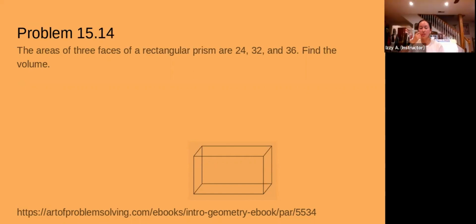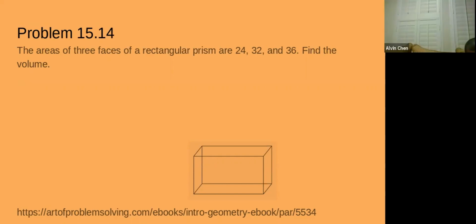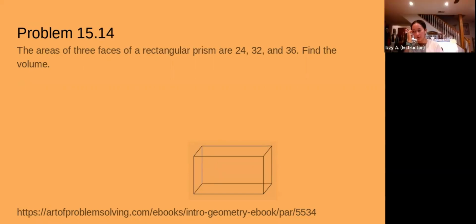Yeah, so just because you can square root 36 and get 6, that doesn't necessarily mean that's going to be the area of the square. Because you can also square root 24 or 32. So that's a good way to think about it, but you have to also consider the other possibilities.